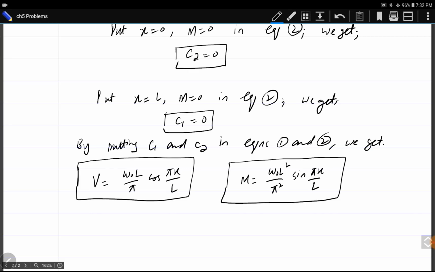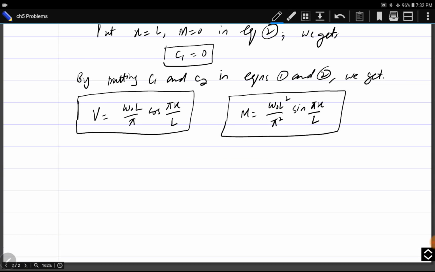So this was the first part of the problem, to derive expressions for shear force and bending moment of the beam. And in the second part, we were asked to find the maximum moment. So for maximum moment, its first derivative must be equal to 0. For any function to be maximum, its first derivative is kept equal to 0.